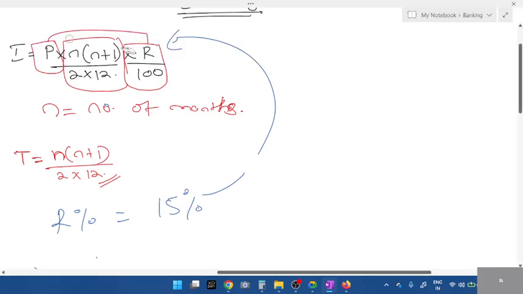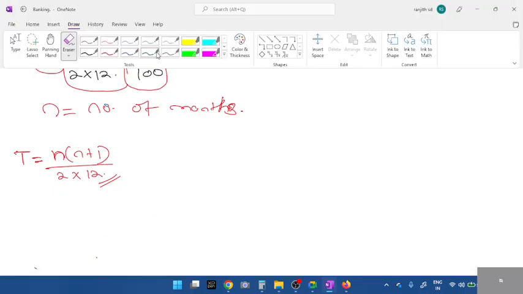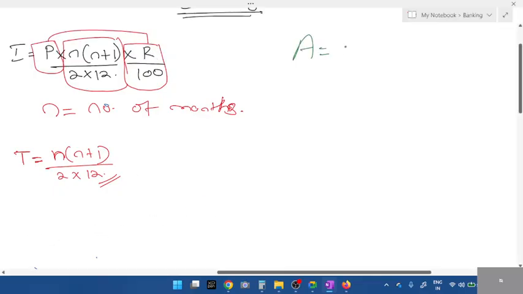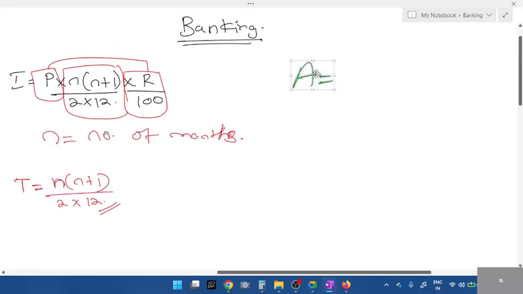Next. In simple interest, we had the amount formula. What do you mean by amount, students? What was the formula for amount? Amount is nothing but when you take money from someone, you're going to repay.